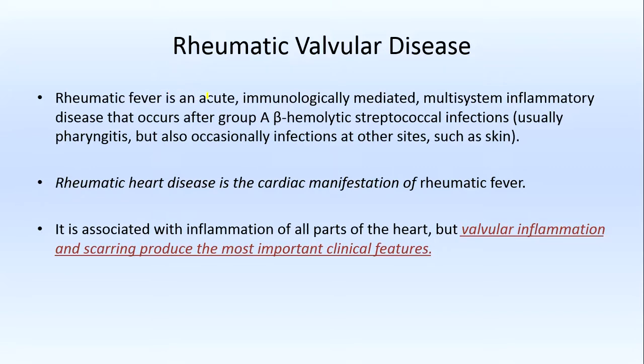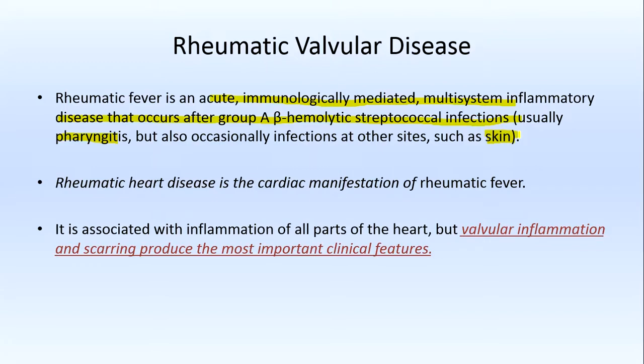Now, its definition comprises two parts. Please remember, it is a multi-system disease, an acute immunologically mediated multi-system inflammatory disease. And the second part is that it occurs after group A beta hemolytic streptococcal infection of the pharynx. This is also important to remember. But occasionally infection at another site, that is the skin, can also produce rheumatic heart disease.